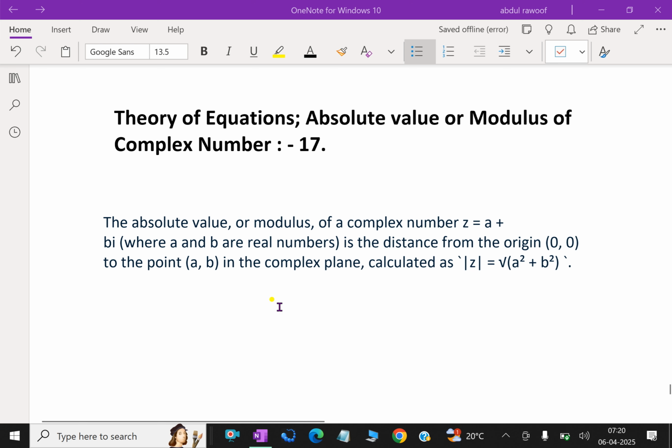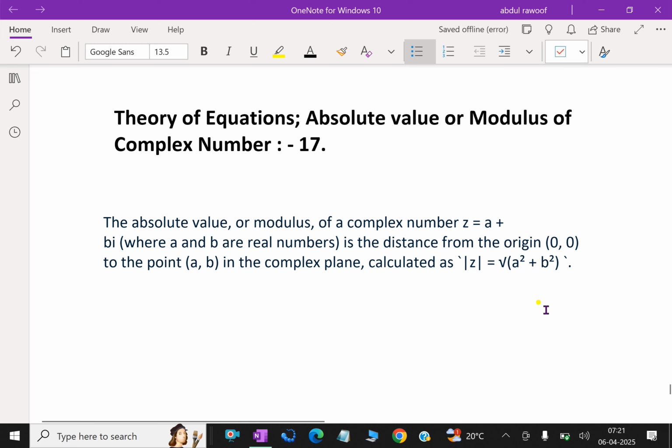Now, the absolute value or modulus of a complex number z equal to a plus bi, where a and b are real numbers, is the distance from the origin (0, 0) to the point (a, b) in the complex plane, calculated as modulus of z equals square root of a square plus b square.